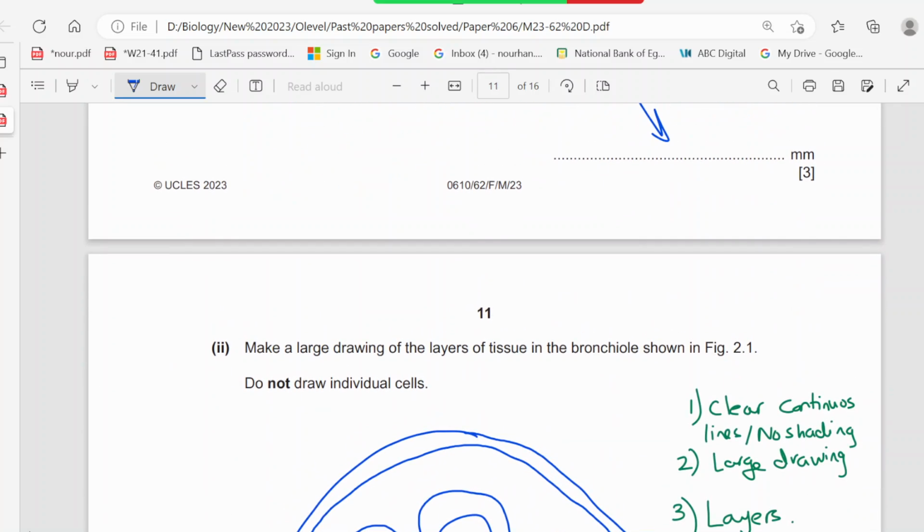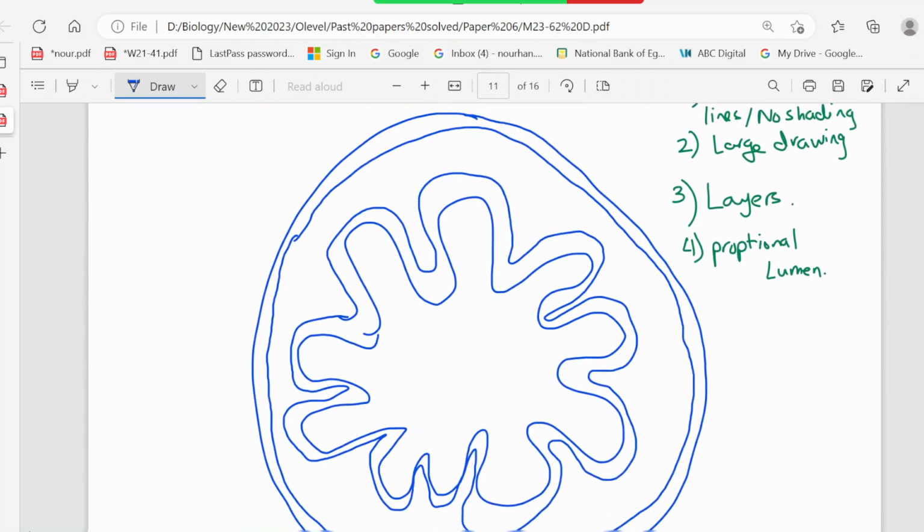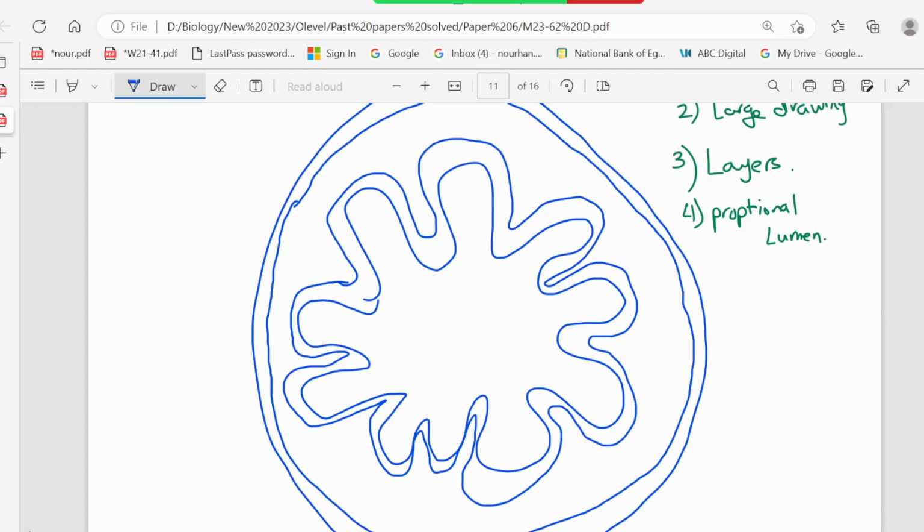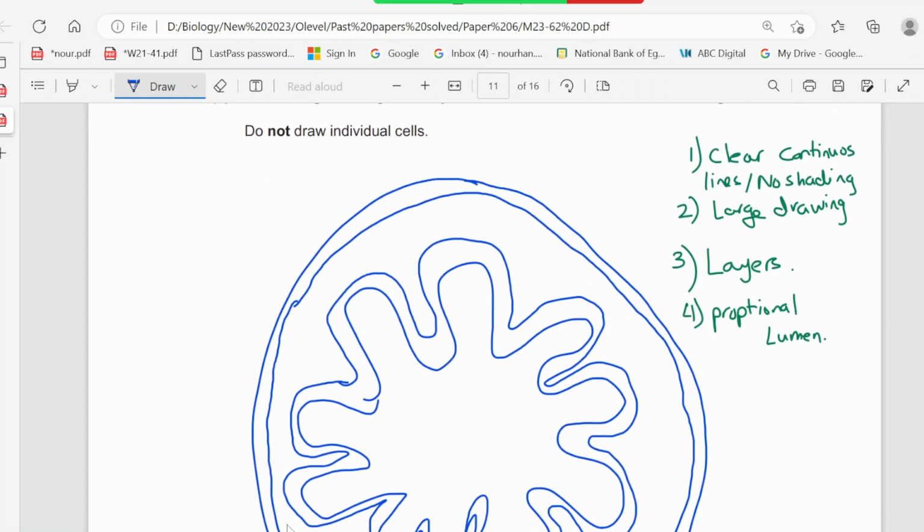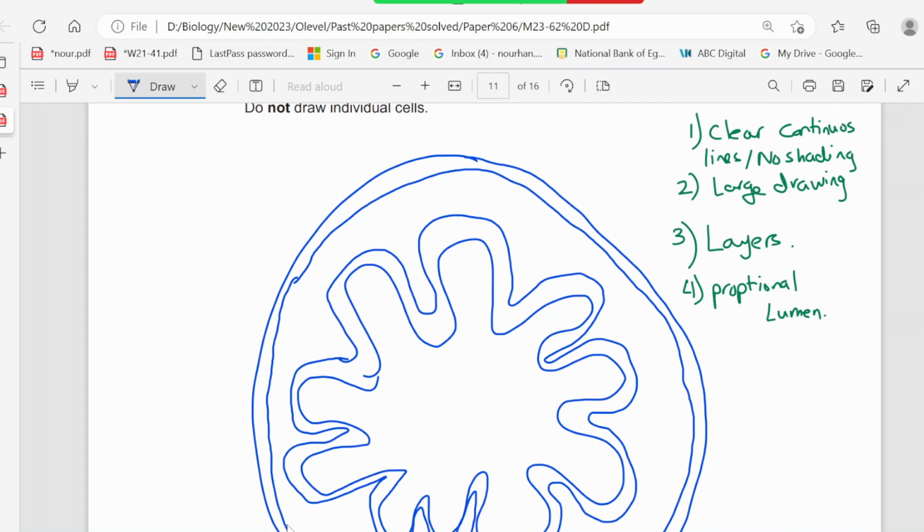Make a large drawing of the layers of tissue. This is what I did. I drew the projections like the drawing. For the projections, there is a dark layer. This is the dark layer, and then there's a light layer, and there's an outer muscle layer like this. So the four marks: clear continuous lines, no shading.